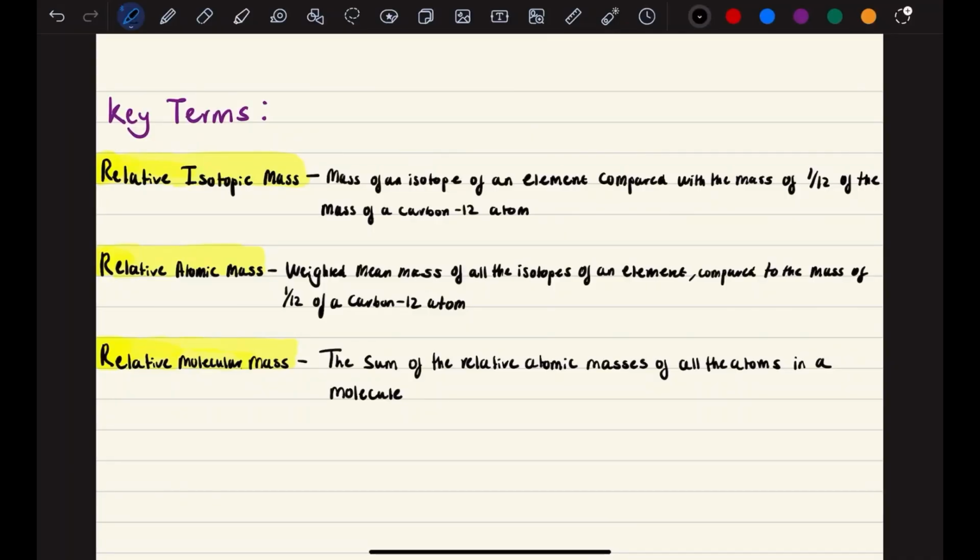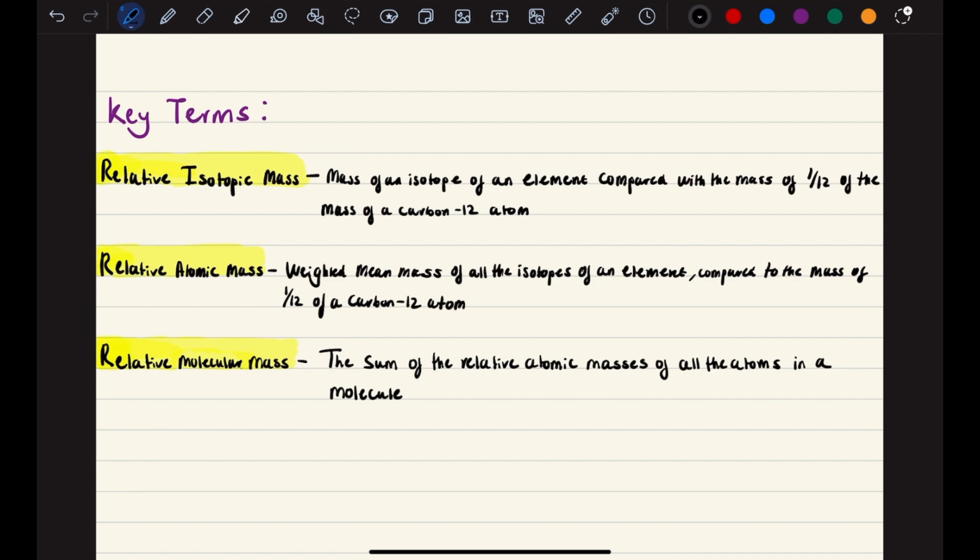Okay, so I'm not sure if I'm ever going to be able to emphasize this enough, but definitions, guys, are so important. So we're going to begin with the definition for relative isotopic mass. This is going to be the mass of an isotope of an element compared to the mass of 1/12 of the mass of a carbon-12 atom. You're going to see 1/12 of carbon-12 all the time. Make sure to remember it. It's always going to be a marking point if they ask you to define one of these terms.